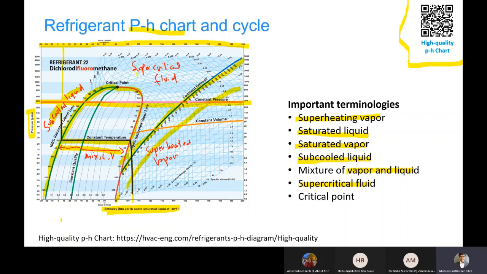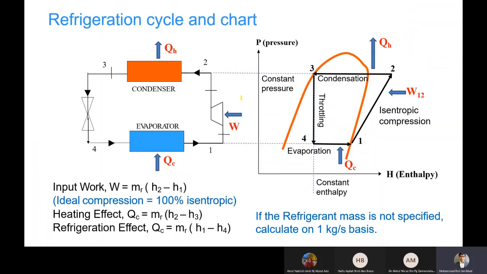So what is supercritical fluid? It's neither liquid nor vapor. Something in between. Okay, it's called supercritical. And then the critical point is the peak of this curve. Okay, that is the basic thermodynamic table. I think it's good enough to start with. So next, we go into the refrigeration cycle and chart.